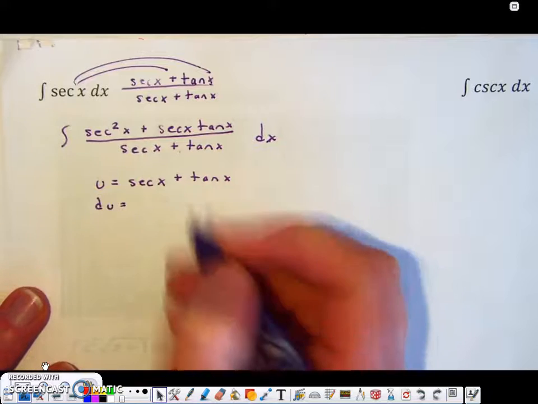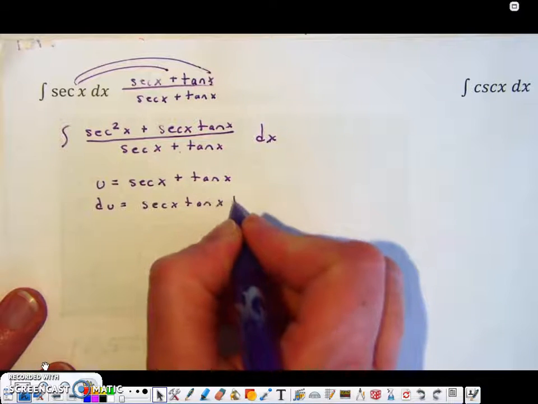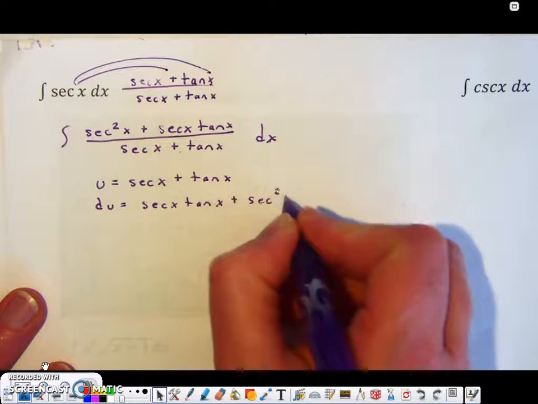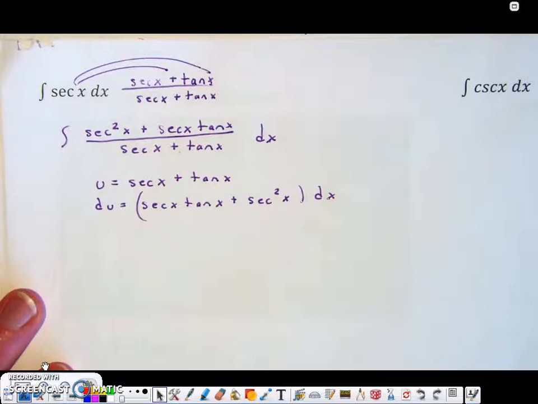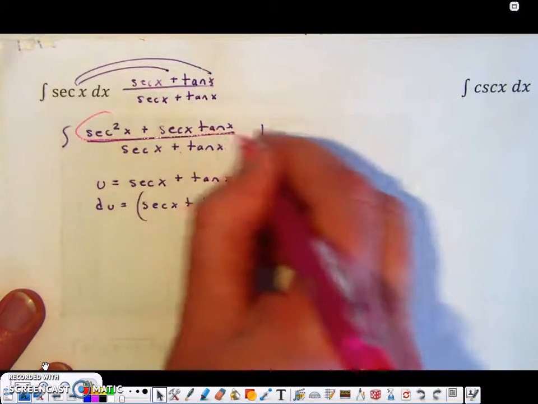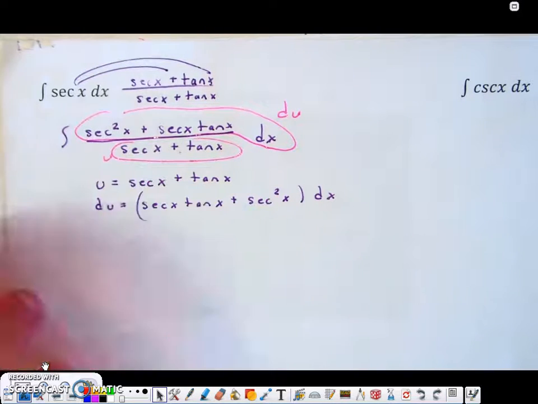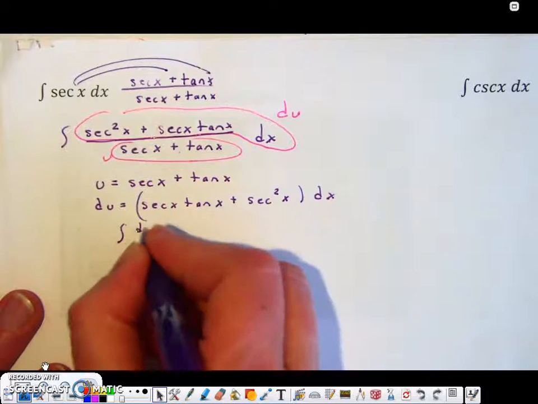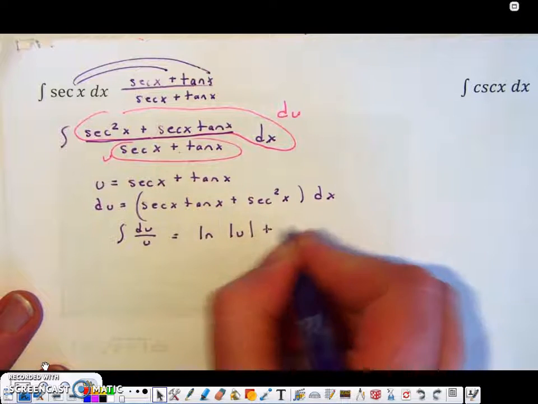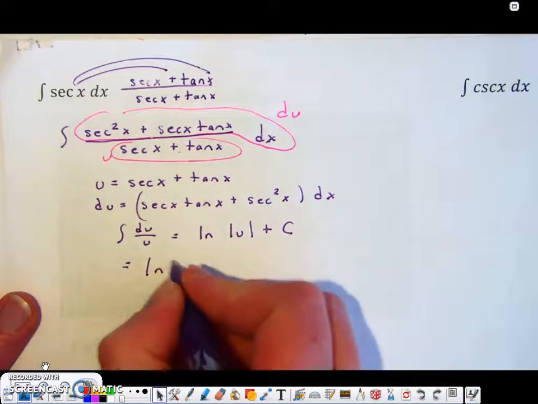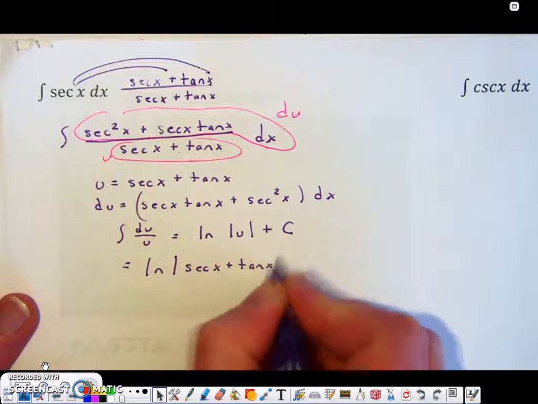It is. Okay, so the derivative of secant we said was secant tangent. And the derivative of tangent is secant squared. And you still have the dx. And what's fantabulous is that's your du right there. And that's your u. So you have the integral of du over u, which is just ln of the absolute value of u plus c. So it's just ln of the absolute value of secant x plus tangent x plus c.